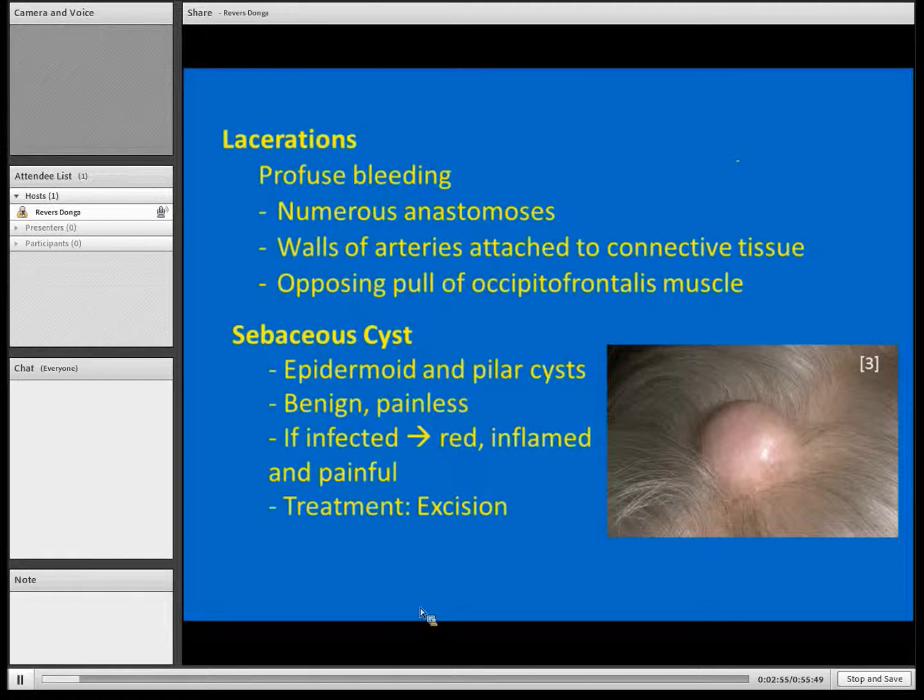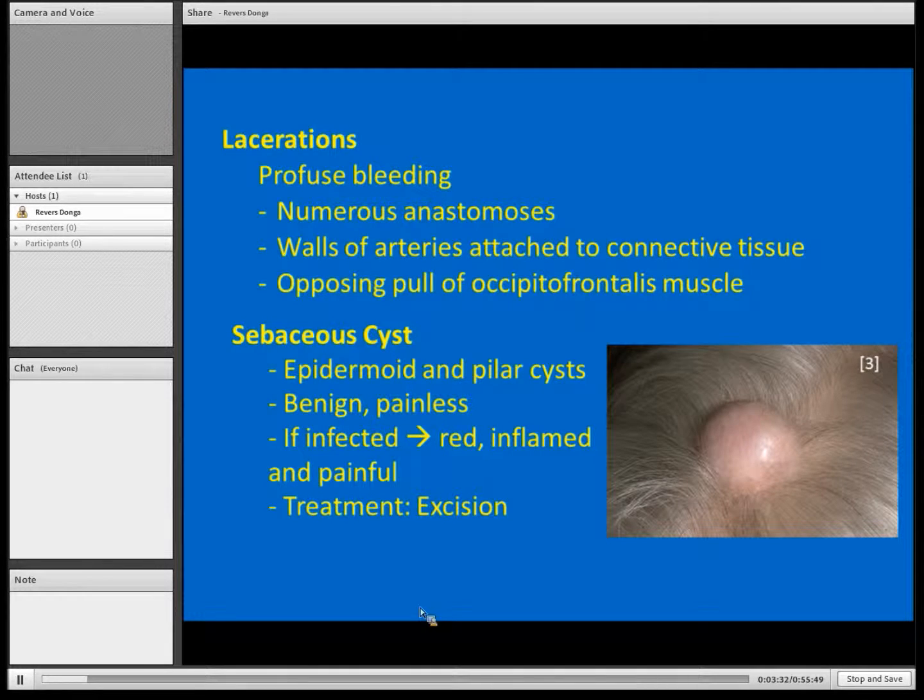Further clinical relevance is lacerations. Lacerations of the scalp will cause profuse bleeding due to the numerous anastomoses of blood vessels in the area, and the walls of the arteries are attached heavily to the connective tissue, which will increase the bleeding further. Also, deep lacerations that involve the epicranial aponeurosis cause profuse bleeding due to the opposing pull of the occipitofrontalis muscle, the anterior and posterior bellies of which pull in opposite directions and pretty much pull the wound apart, if you like.